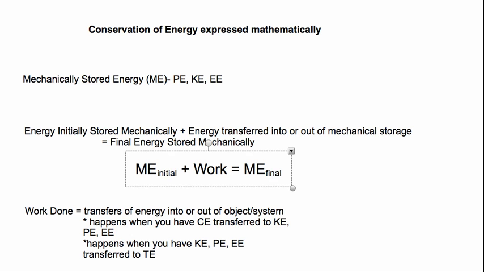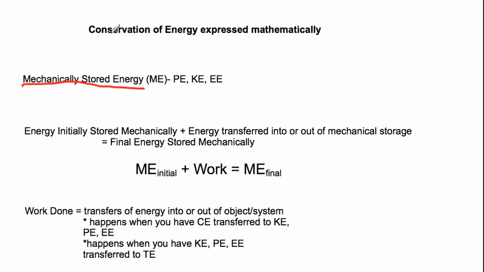In this next segment of the video, we're going to be taking a look at expressing the idea of conservation of energy mathematically. Now, the conservation of energy, all that says is that the amount of energy you start with ought to be equal to the amount of energy that you end with. We'll be focusing on three ways that energy is stored specifically: PE, KE, and EE, that is energy stored positionally, kinetically, and elastically. And those three together are known as mechanically stored energy.